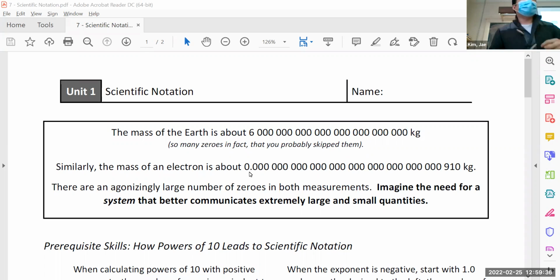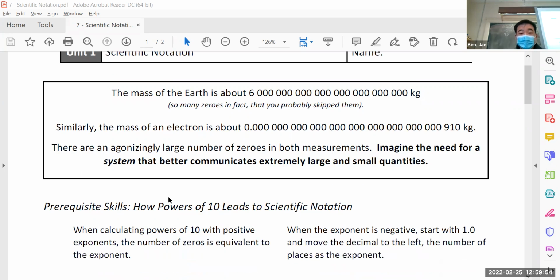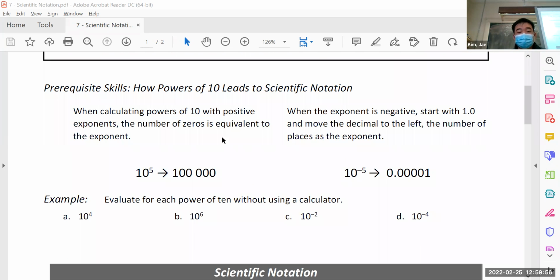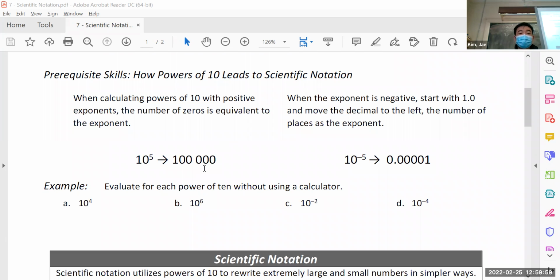In the same way, if I can make the number bigger by multiplying the tens, we could also make the number smaller by dividing by tens. So you will see huge numbers and small numbers can both be expressed by what we call scientific notation. Here we go. How powers of 10 lead to scientific notation. Notice, if I have 10 to the power of 5, that is the same as 10 times 10 times 10 times 10 times 10.